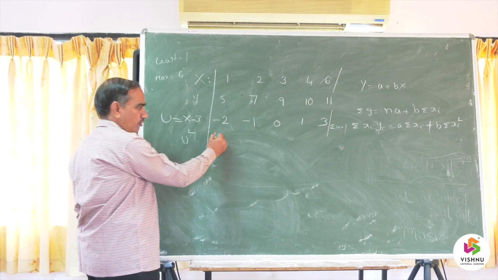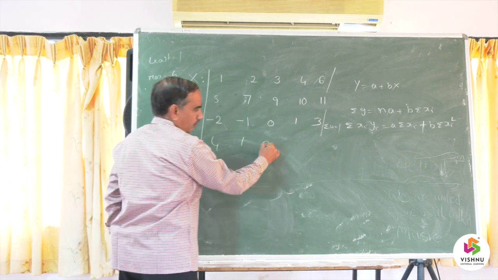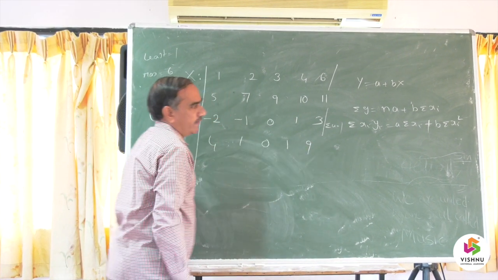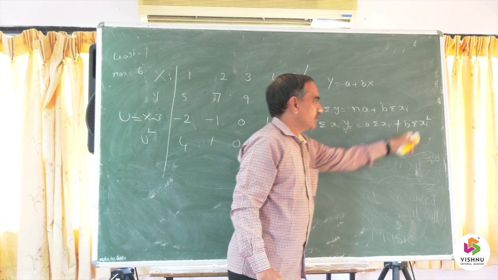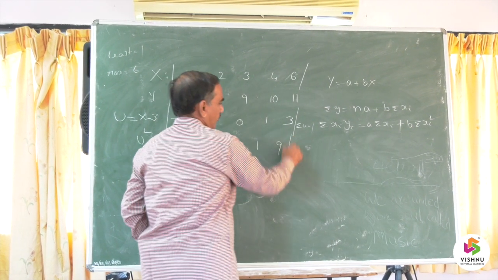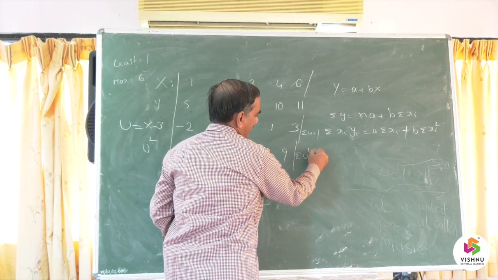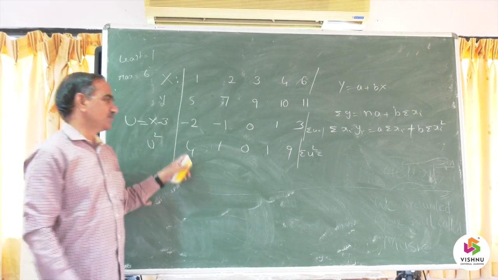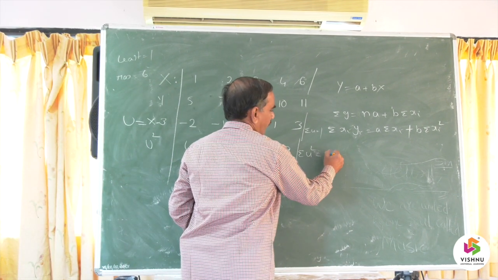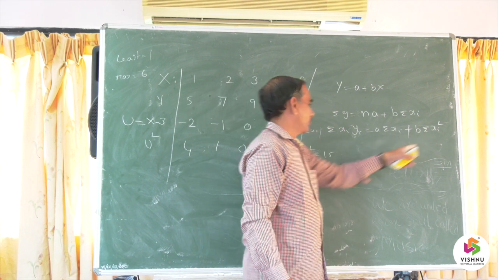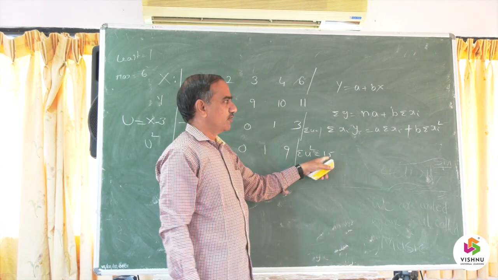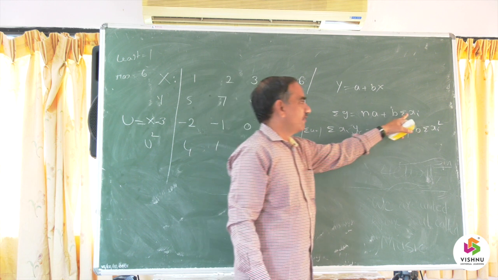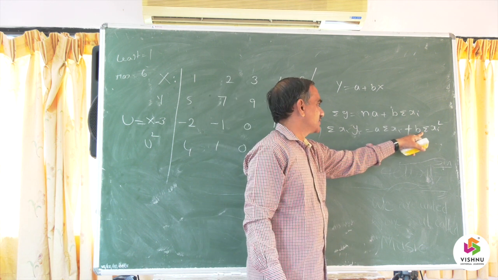U square is equal to 4, 1, 0, 1, 9. So we require sigma x square. Therefore, sigma u square is equal to 9 plus 1, 10; 10 plus 1, 11; 11 plus 4, 15. So sigma x square is equal to sigma u square is equal to 15. So we have solved sigma x and sigma x square.